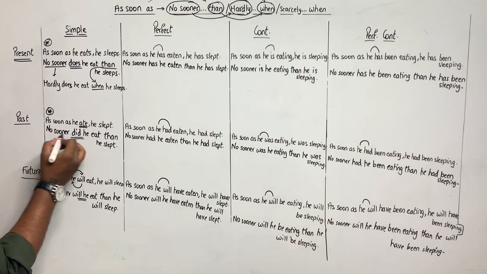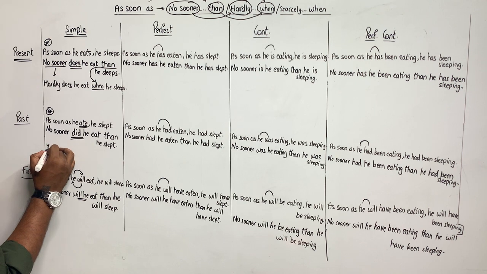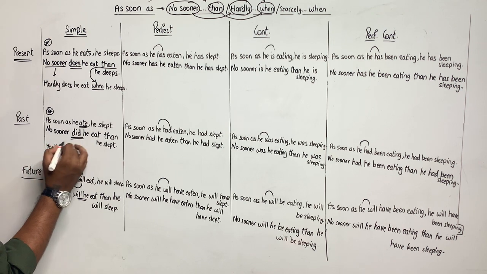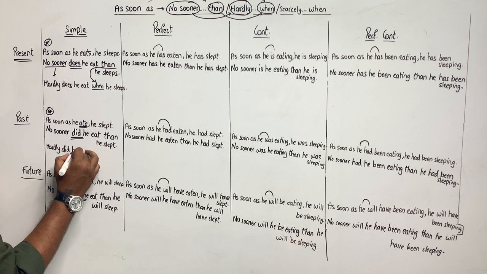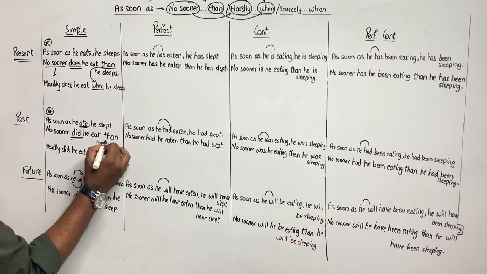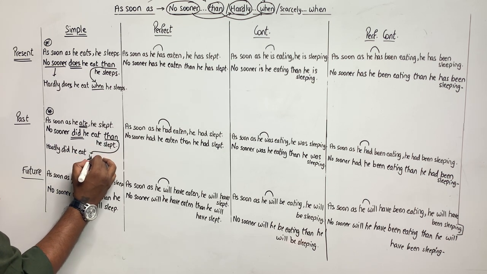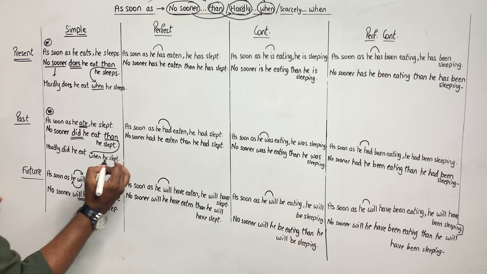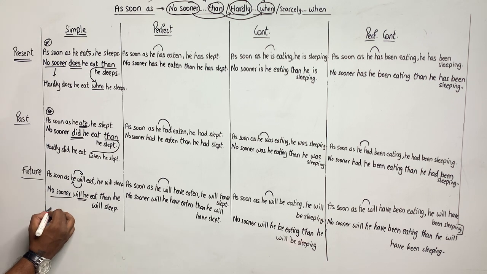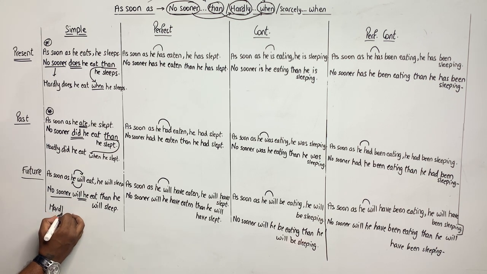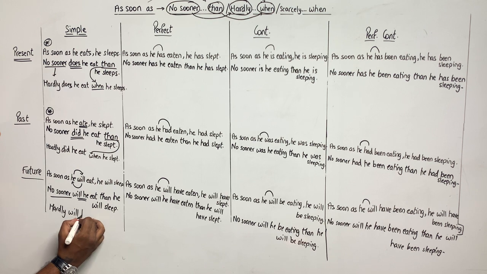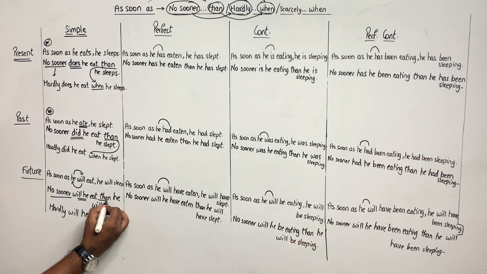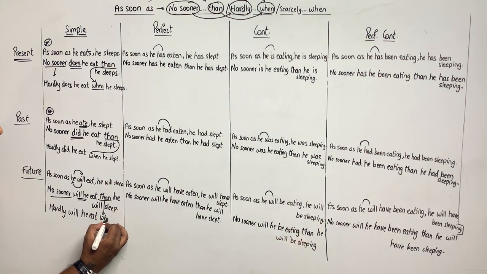Once more. No sooner becomes hardly. Hardly did he eat, than becomes when: when he slept. No sooner becomes hardly. Hardly will he eat, than becomes when: when he will sleep.